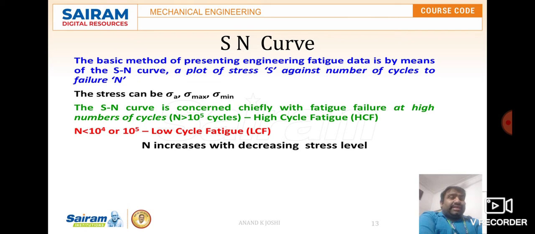That is high cycle fatigue. Low cycle fatigue means it is less than 10 to the power of 4 or 10 to the power of 5. As N increases, the stress level decreases. So let us see with the figure how this happens.